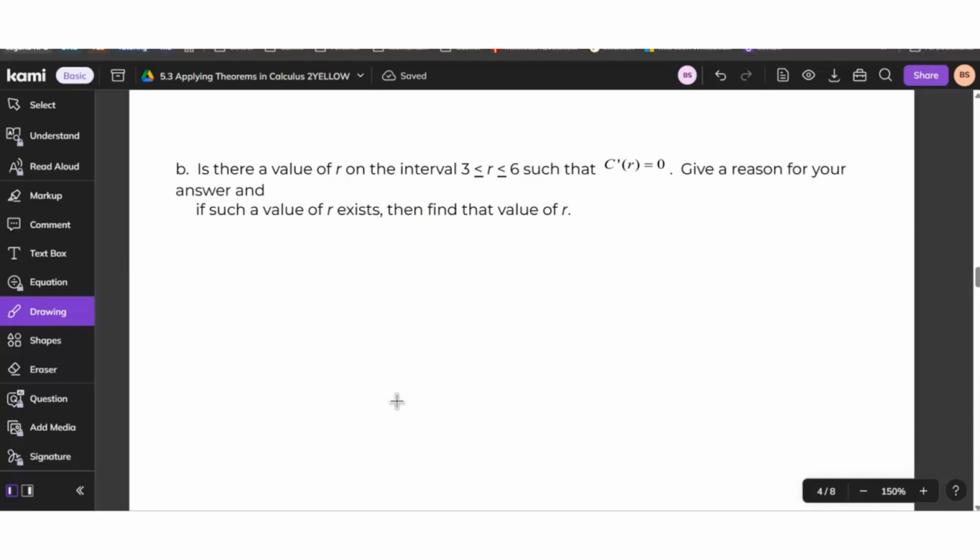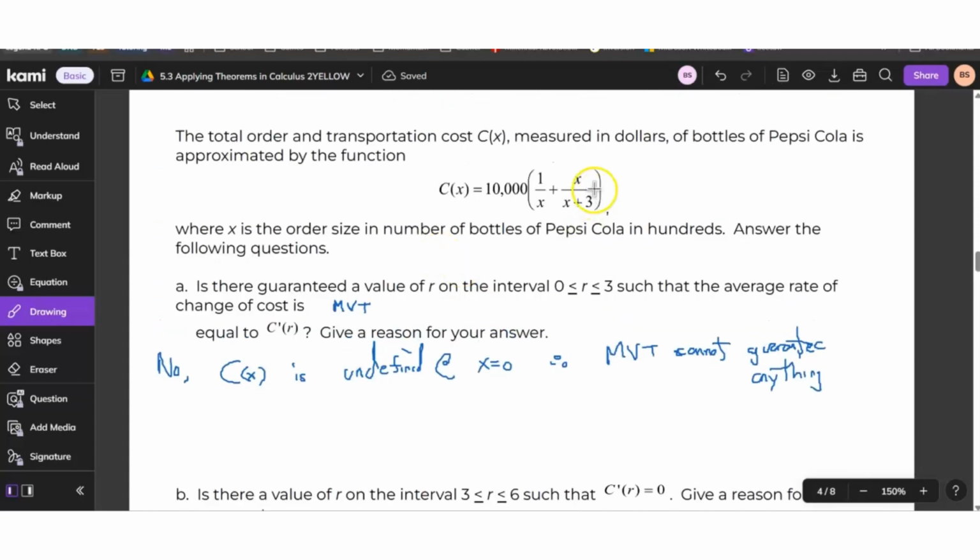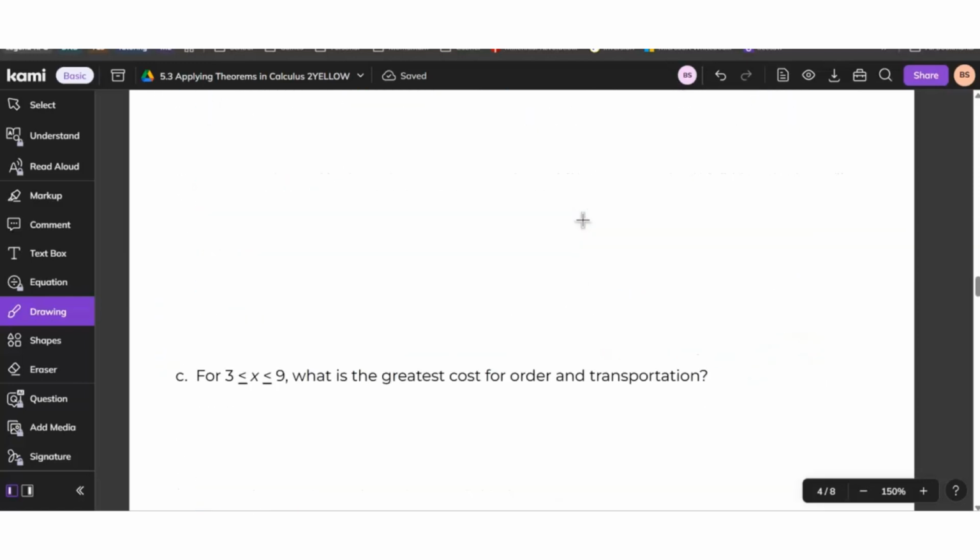All right. Now, is there a value of R on the interval 3 to 6 such that C prime equals 0? Okay, so first of all, which theorem are we testing? We are testing Rolle's theorem, because we want to know, is the derivative equal to 0? So it's that special case of MVT. The first thing we need to do is figure out if those two endpoints are 0, so we need to take this equation and plug in 3 and 6.